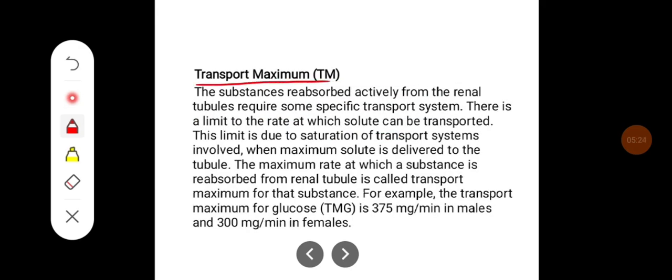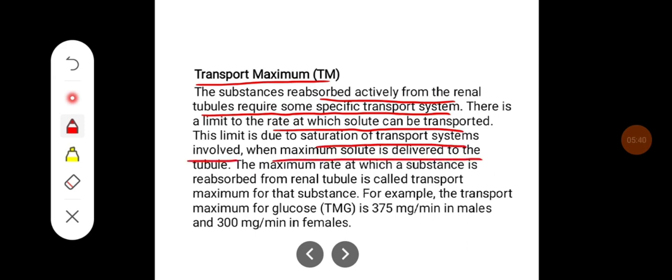Transport maximum. The substances reabsorbed actively from the renal tubules require some specific transport system. There is a limit to the rate at which solute can be transported. This limit is due to the saturation of transport systems involved when maximum solute is delivered to the tubule. The maximum rate at which a substance is reabsorbed from the renal tubule is called the transport maximum for that substance.